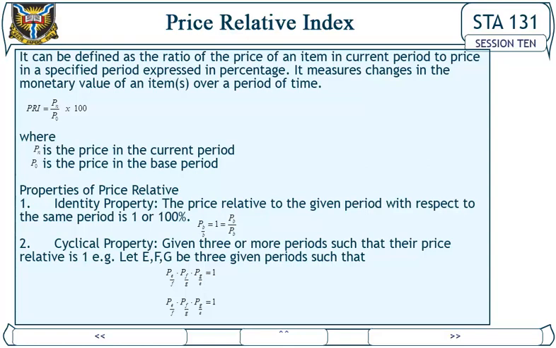2. Cyclical property. Given 3 or more periods, the product of their price relatives is 1. E.g., let E, F, G be 3 given periods such that PE over F dot PF over G dot PG over E is equal to 1.